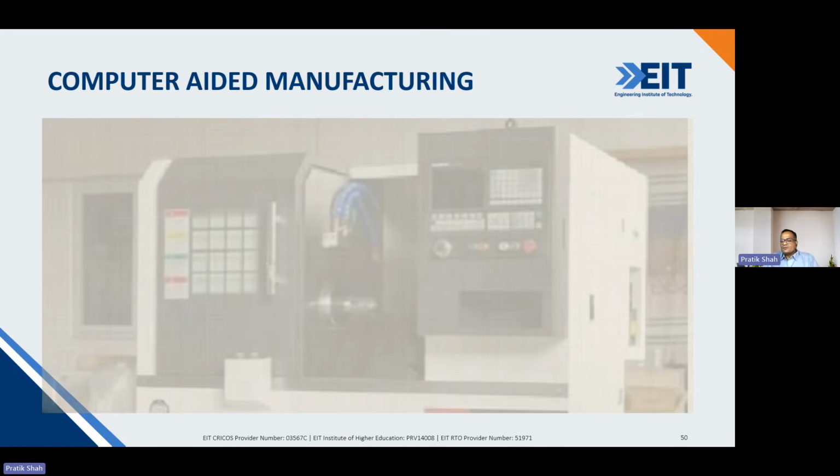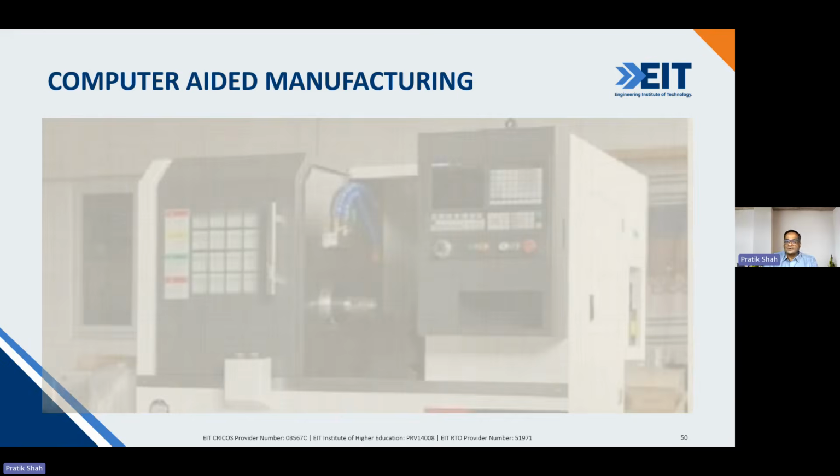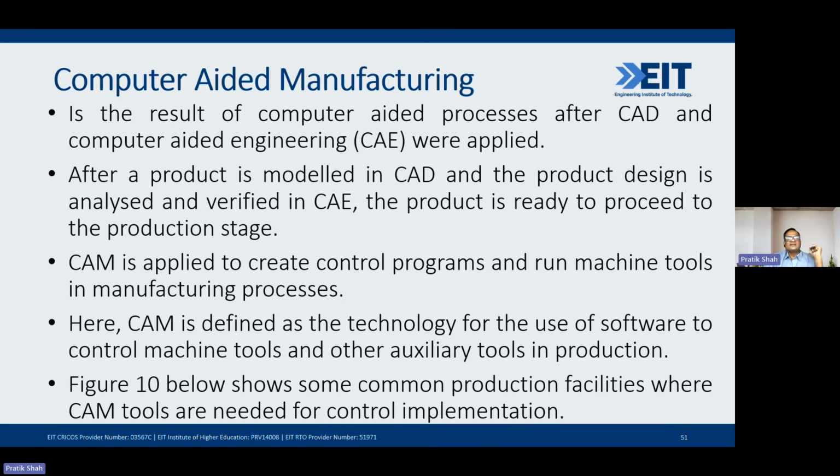So with this, I would come to the last part of today's presentation, that is computer-aided manufacturing. Once the analysis phase is completed, the optimization is done, the analysis is successfully done, and there is no failure, now you can go for manufacturing. So computer-aided manufacturing is done after CAD and CAE. After a product is modeled in CAD, the product design is analyzed and verified in CAE, and the product is now ready to proceed to the production stage.